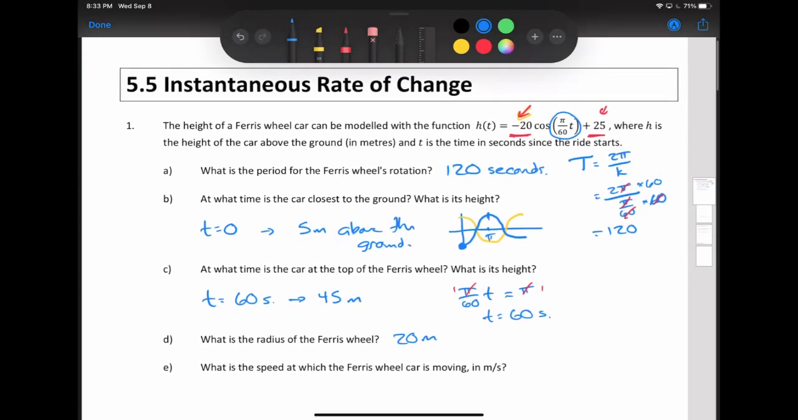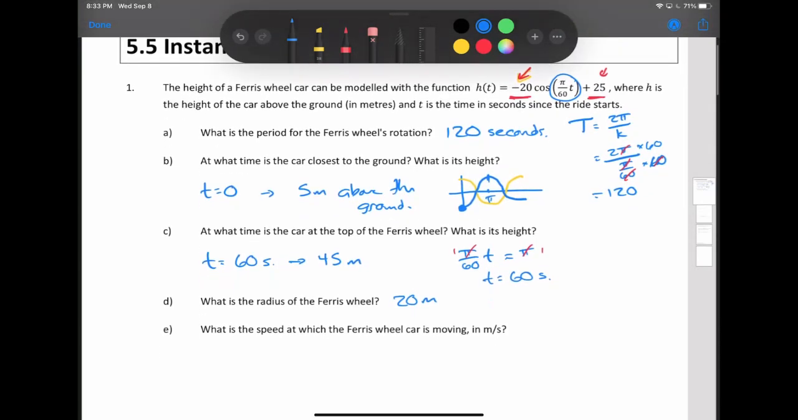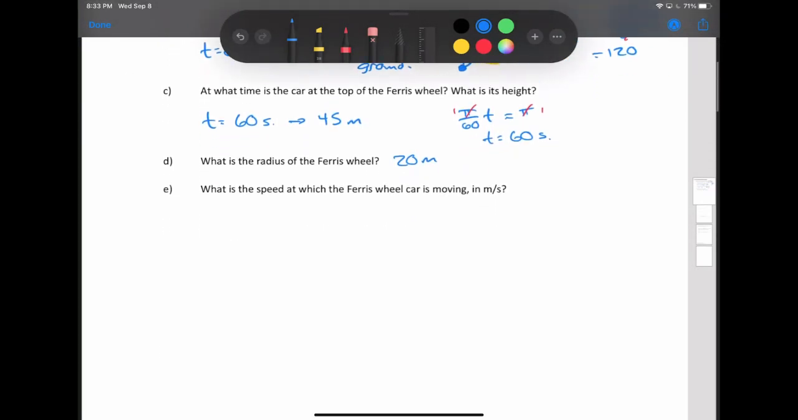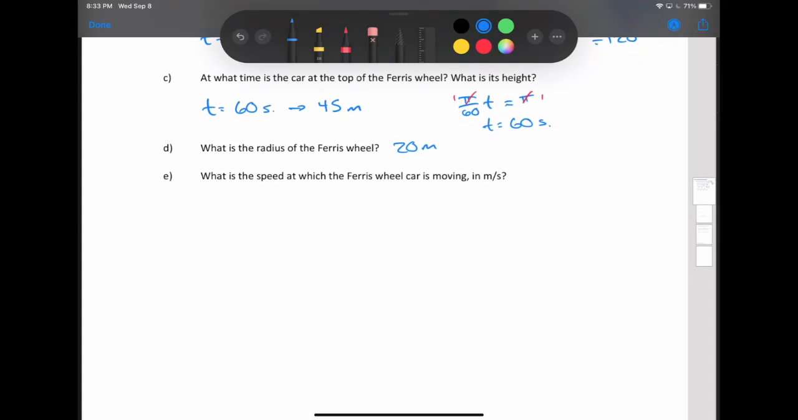Part E. What is the speed at which the Ferris wheel car is moving in meters per second? Now this one here actually has pretty much nothing to do with trigonometry, but it's straight up logic. I'm just going to remind you that a speed is equal to a change of distance over a change of time, or just how far it travels over how long it takes to travel it.